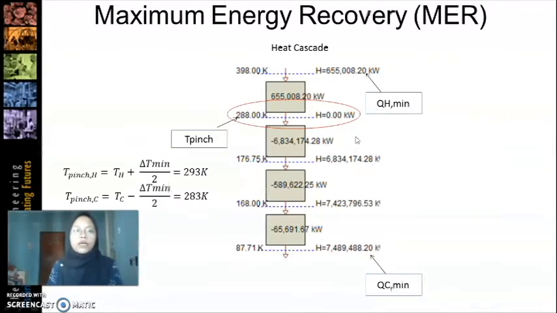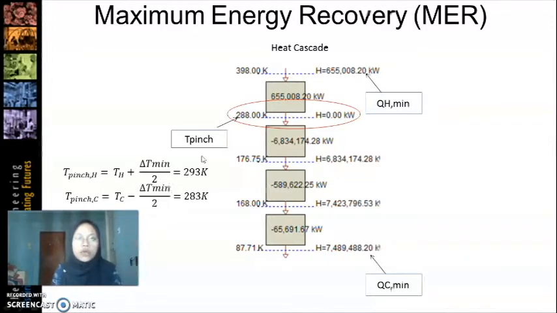And after calculating all those heat duty for each temperature difference, we proceed with heat cascade. Here, the heat cascade is generated by using Hill software. From this heat cascade, it can actually tell us the minimum duty for hot utilities, which is at the top here, and then at the bottom here is the minimum duty for cold utility.